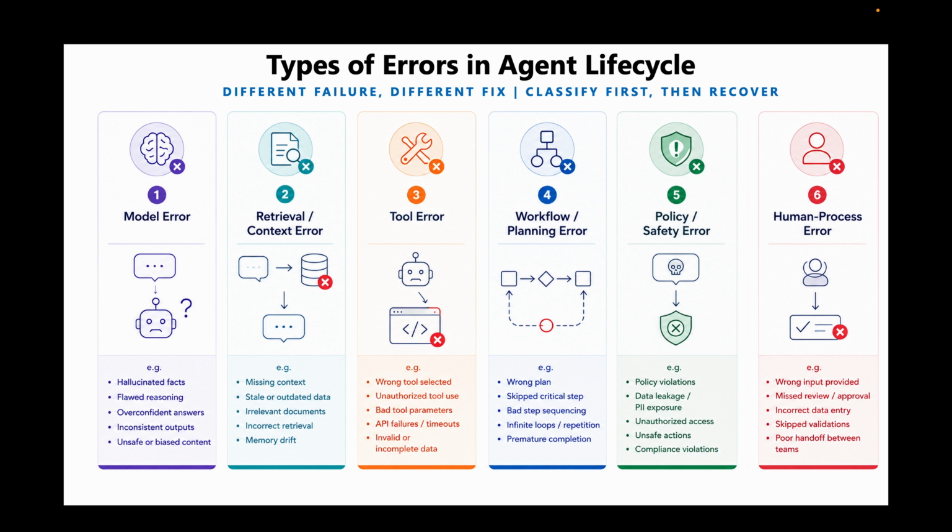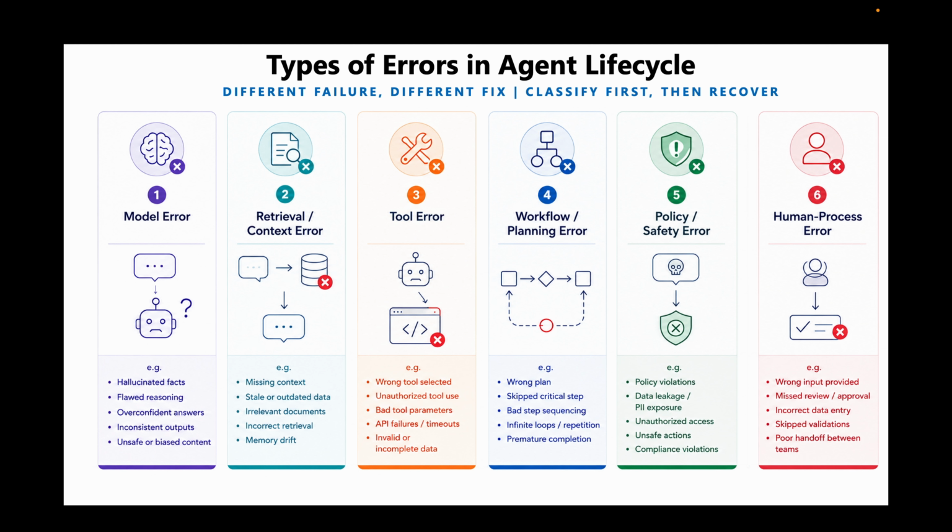The fifth category of errors falls under policy and safety errors. These errors occur when the agent violates business rules, compliance requirements, security controls, or safety constraints. Examples include exposing sensitive information, accessing resources without authorization, or performing business actions that should have required approval, such as approving a large loan or refunding a large amount.